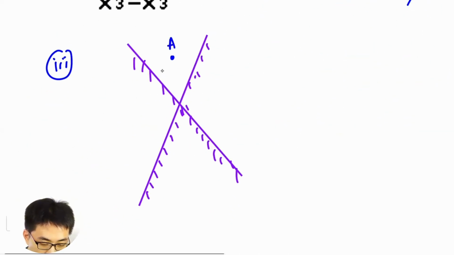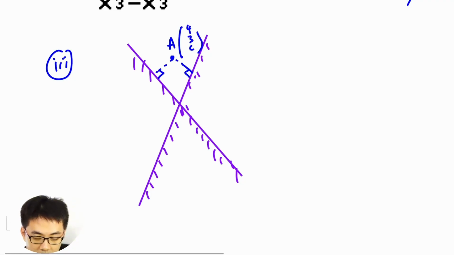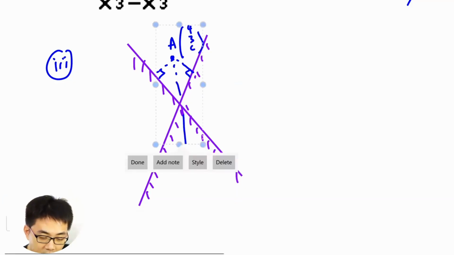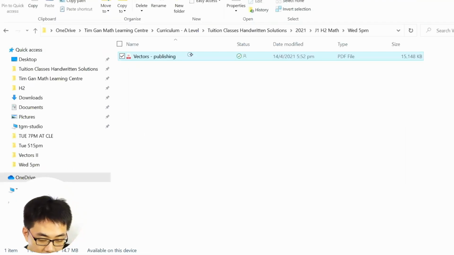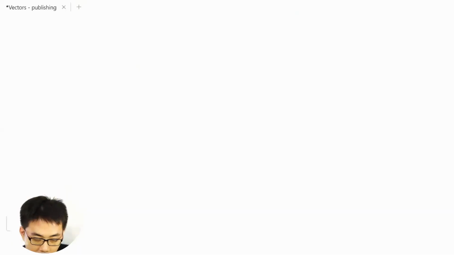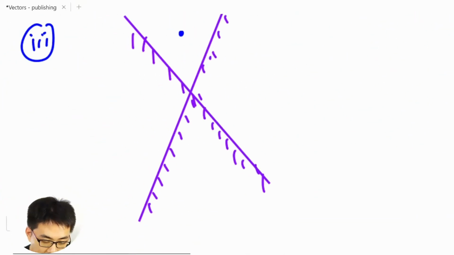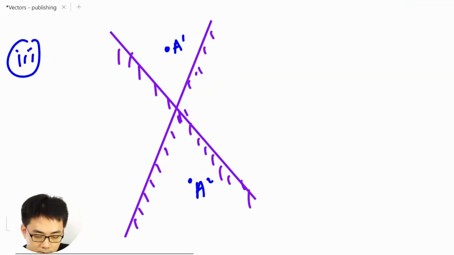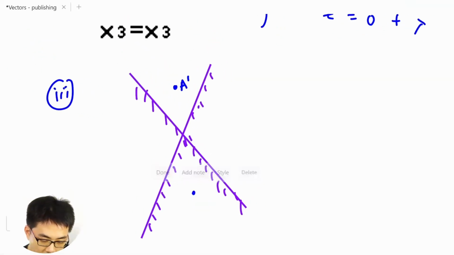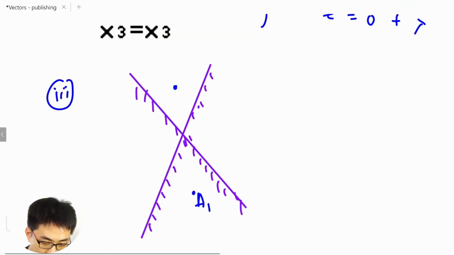Equidistant means the distance here and here is the same. But because you are given (4, 3, c), let's say (4, 3, c) is on this line. I don't know where the line is. This is not the only way to have equidistance. You can have it on the other side as well, like (4, 3, c) on this side. So A1, A2.